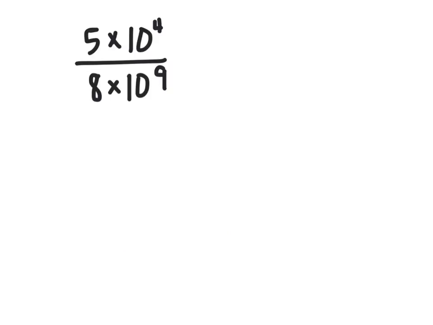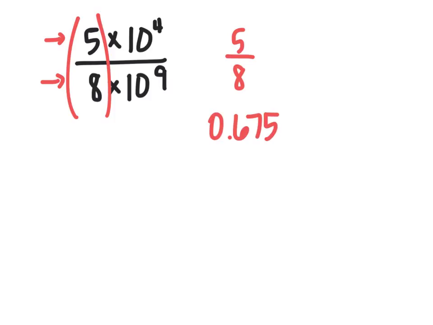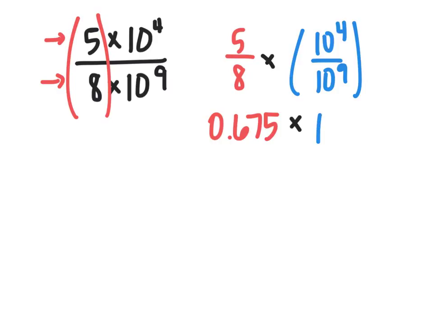And just one more time. 5 times 10 to the fourth divided by 8 times 10 to the ninth. Just looking at this fraction, I hope you see that a smaller number on top divided by a bigger number on the bottom means we're going to have a small number. And so let's go ahead and group. 5 divided by 8 leaves us with 0.675. And multiplying that by the powers of 10 grouped together, 10 to the fourth divided by 10 to the ninth. Go ahead and subtract those exponents and we'll get 10 to the 4 minus 9 is negative 5. That is our small number.